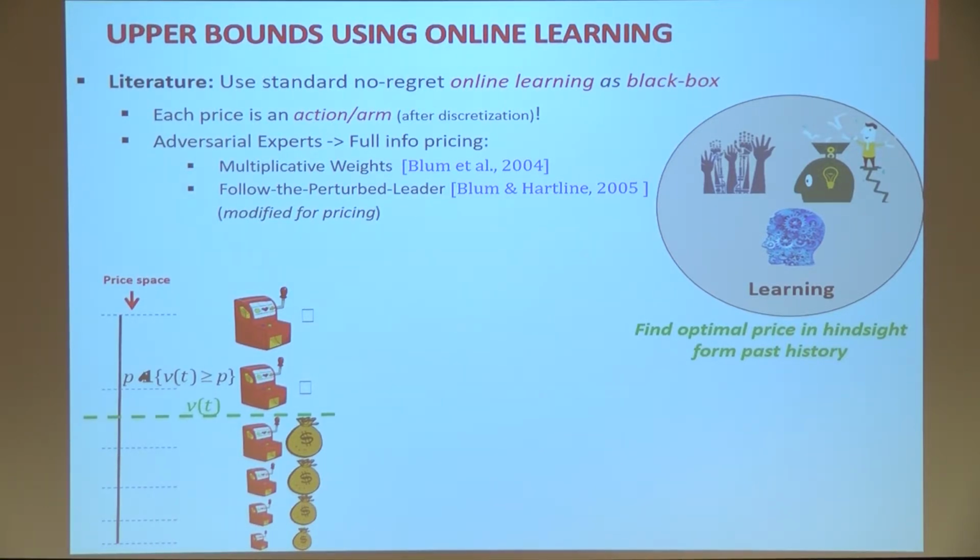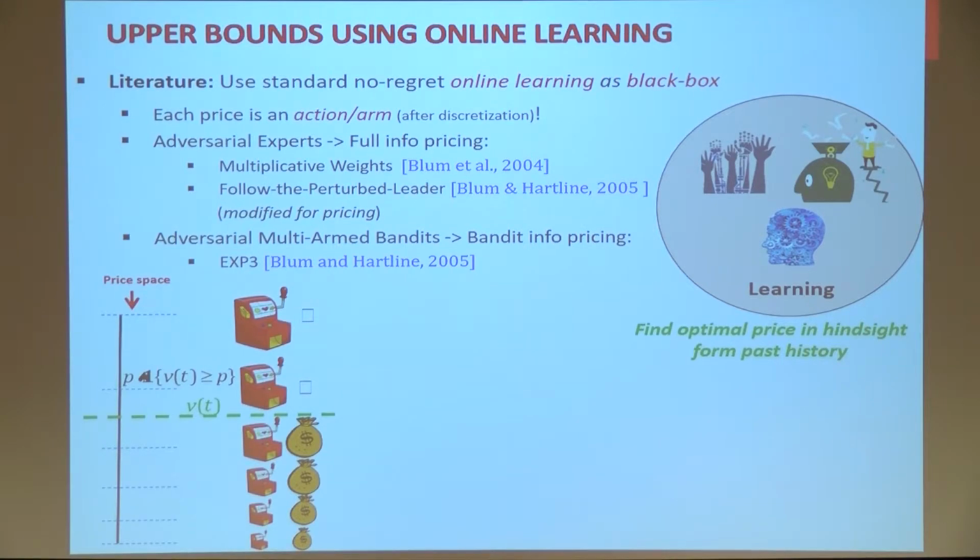The idea is pretty simple. You assign one arm or action to each of the prices, and then you can define the reward of a price P. This green line is a price P, v of t is the value at time t, and these are the prices. You can define the reward of a particular price to be equal to the price itself if it is smaller than the value, and 0 otherwise. So if you use the online learning algorithm in a black box fashion, you can get online pricing algorithms in the full information setting from adversarial expert algorithms, and you can get online pricing algorithms for the bandit setting from multi-armed bandit algorithms.